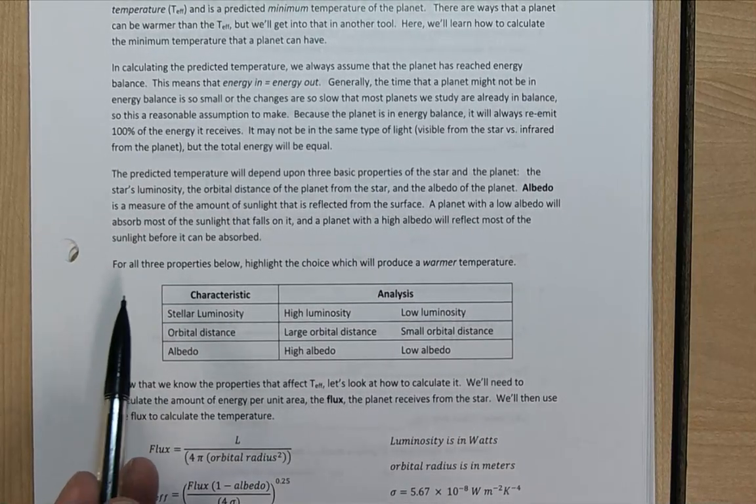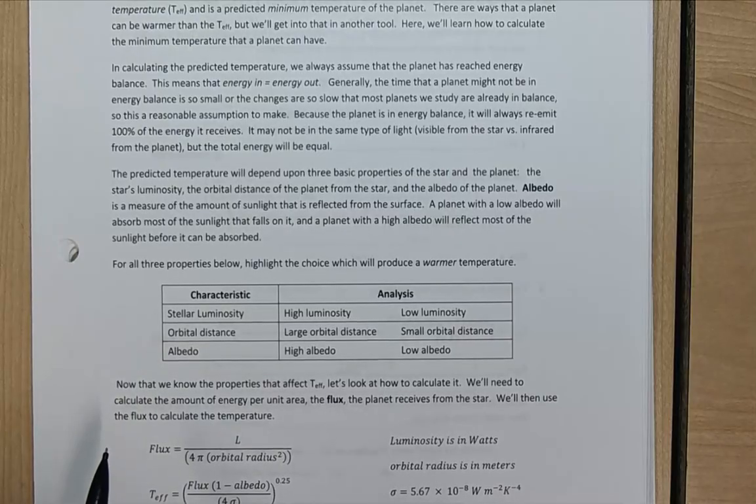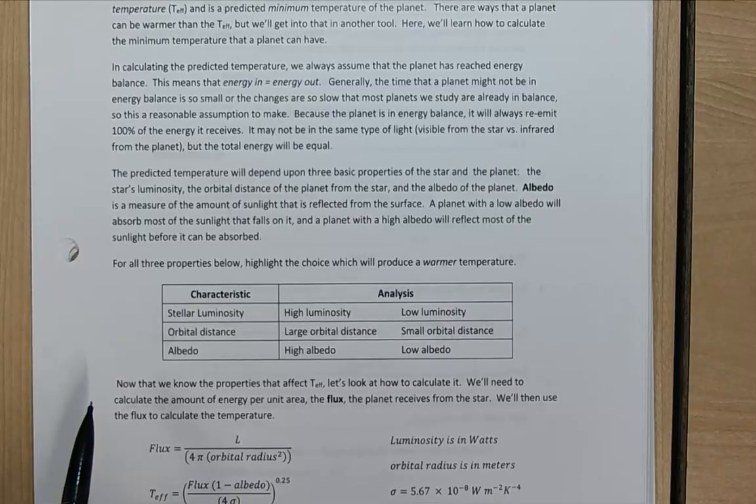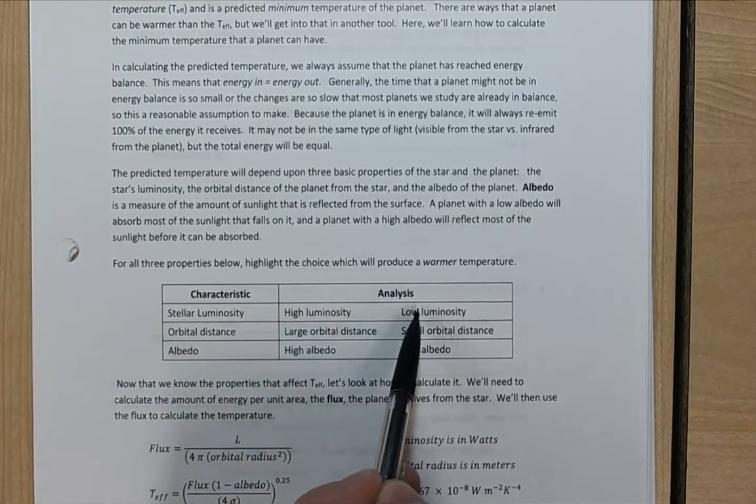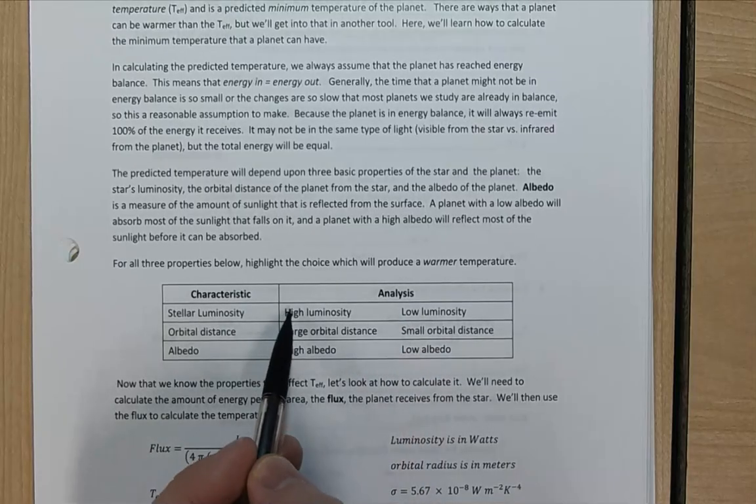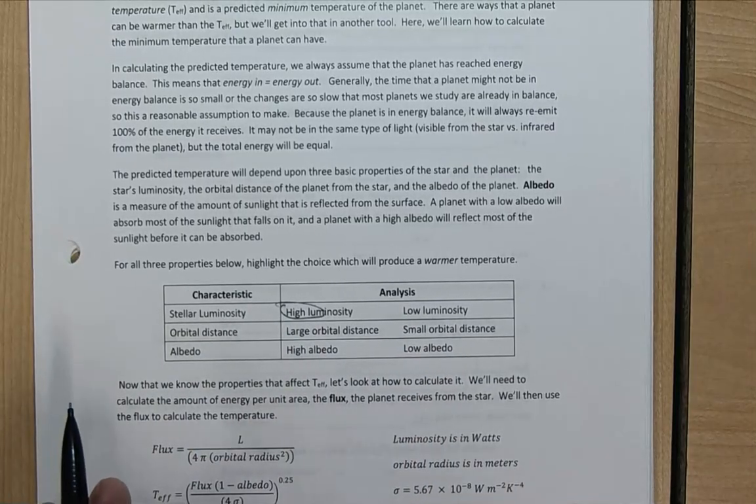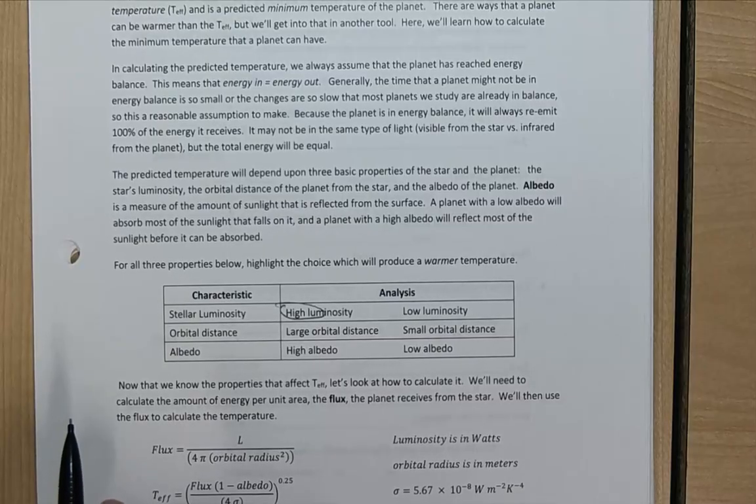For all three of the properties below, highlight the choice that would produce a warmer planet. So would you have a warmer planet if you were around a high luminosity star or a low luminosity star? Well, if your star is putting off more energy, then that planet's going to get more flux shining on it, so the planet will be warmer.